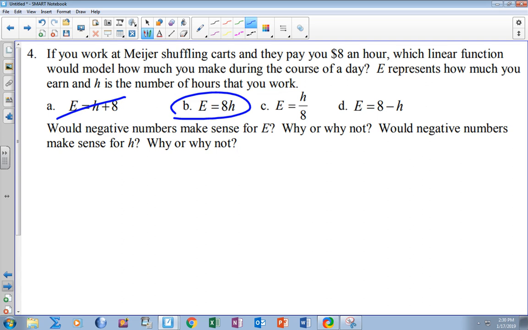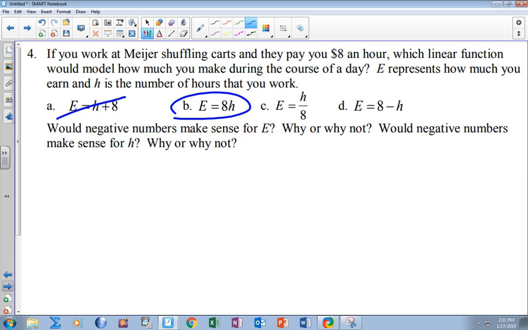All right, it says, would a negative number make sense for this scenario? A negative E value? No. Why would it? Is it possible to get a negative E value? What would a negative E value mean? What would it mean in this scenario if E was negative? You have no money.